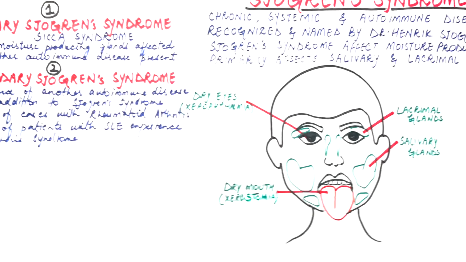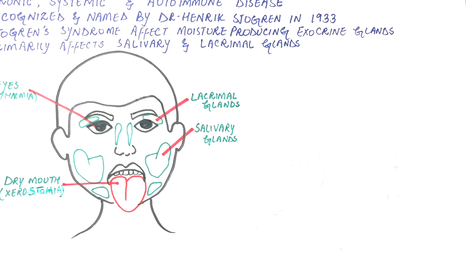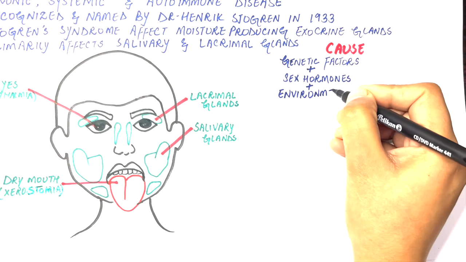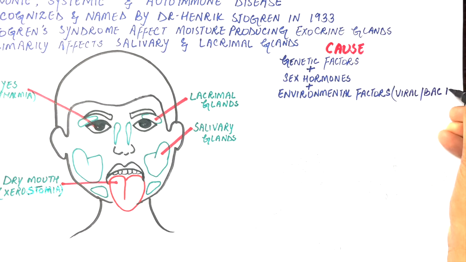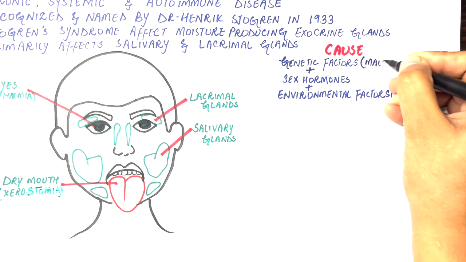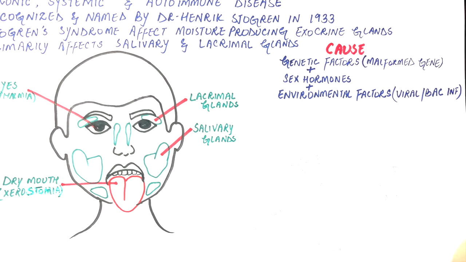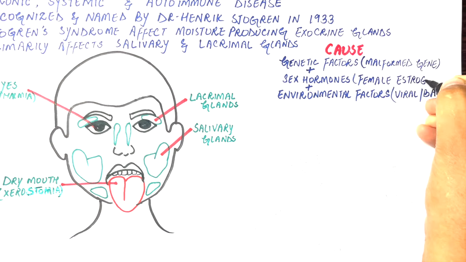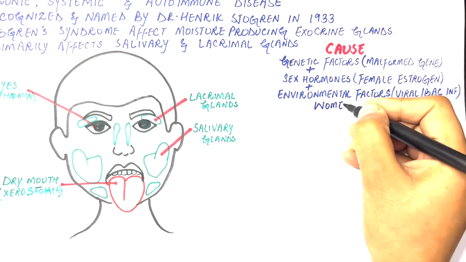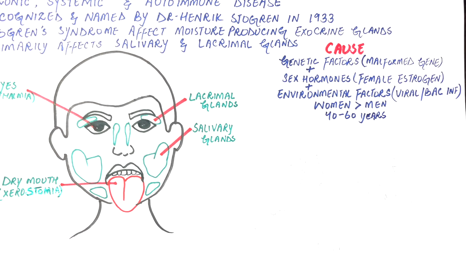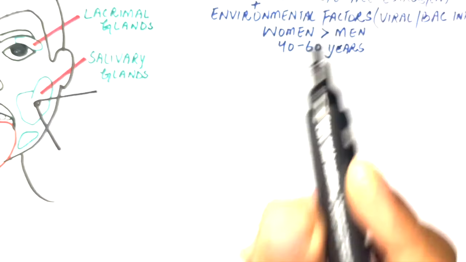Coming to the causes of Sjogren's syndrome, the exact cause of Sjogren's syndrome is not known. However, research suggests that genetic factors and sex hormones, when combined with an environmental factor such as a viral or a bacterial infection, may trigger the development of Sjogren's syndrome. The genetic factors can be the presence of a malformed gene in the body's immune cells, and the sex hormone can be the female estrogen, indicating the condition is much more common in women than men, mostly affecting middle-aged women between 40 to 60 years.